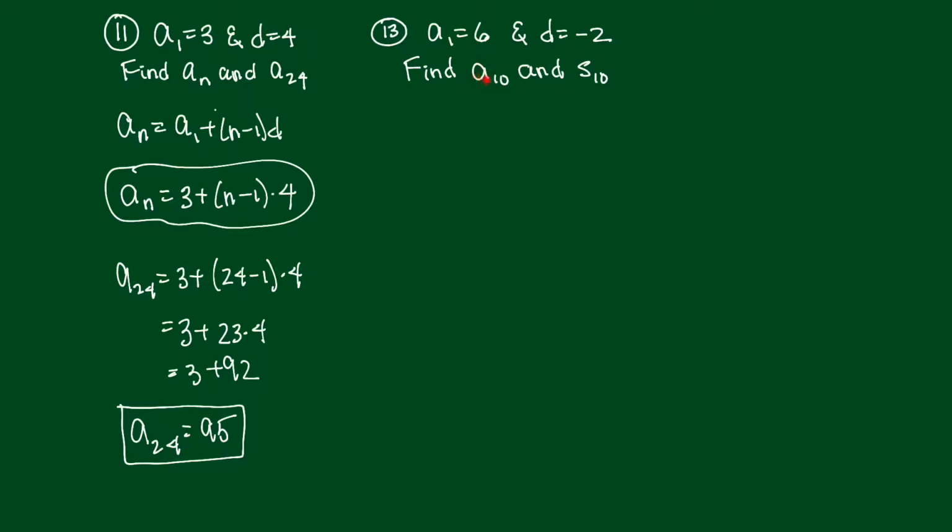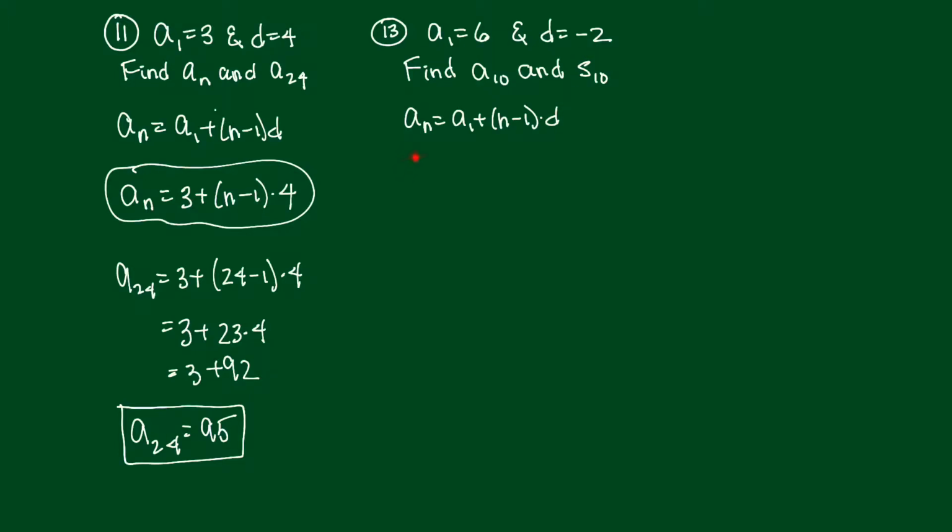So let's start here. What's the 10th term? Well, I've got a formula for the nth term. I always like to start by writing the formula. Here's the formula: a sub n is a1 plus n minus 1 times d. And now in our case, n is 10, so I'm going to put a 10 here and a 10 here. I know a1, that's 6, and I know d, that's -2.